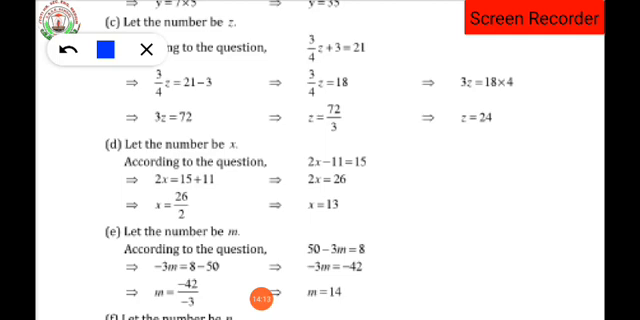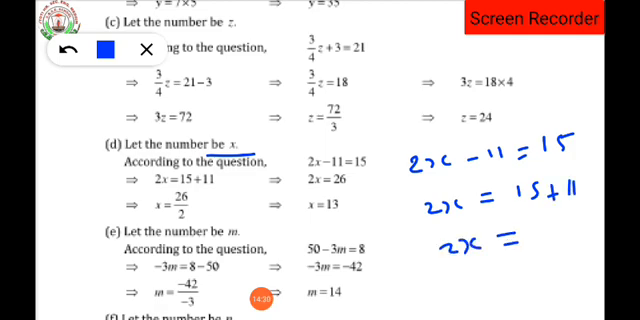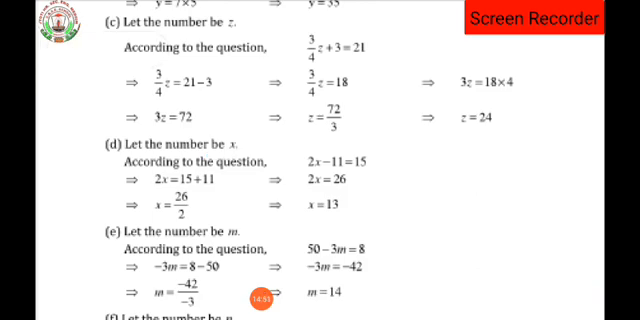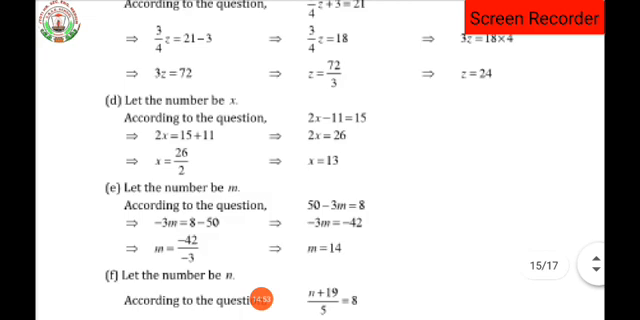Similarly, for the D part of the question, let the number be x when I subtracted 11 from twice a number. Okay, so 11 subtracted from twice a number to get the result 15. So 2x is equal to 15 plus 11. So 2x is equal to 26. So x is equal to 26 divided by 2. The value of x we will get as 13. Clear? When we get the value of x as 13, we can see that the solution is over.